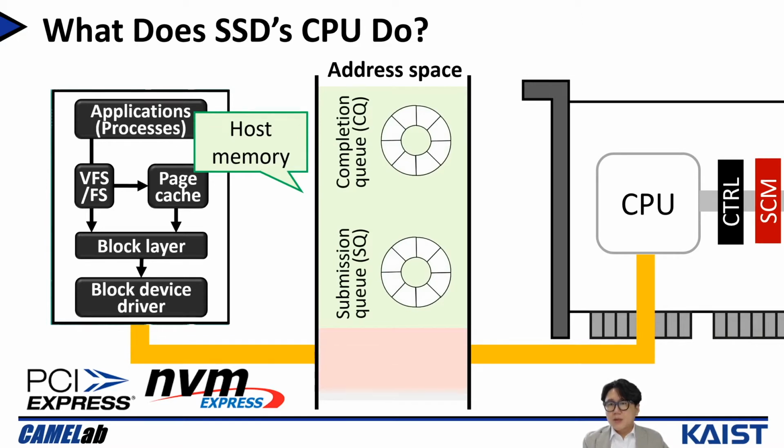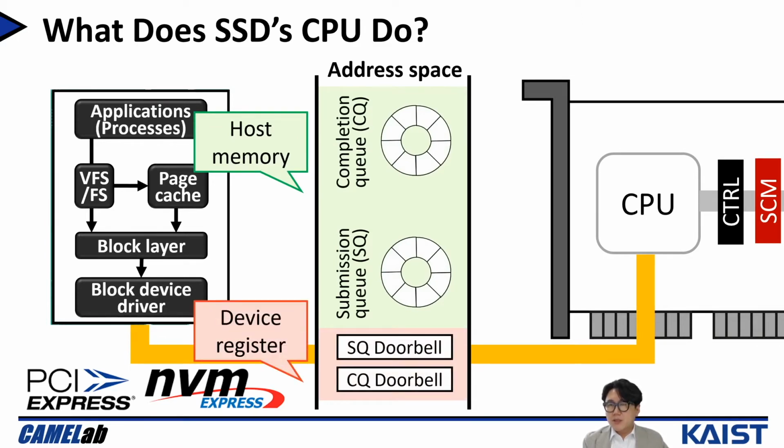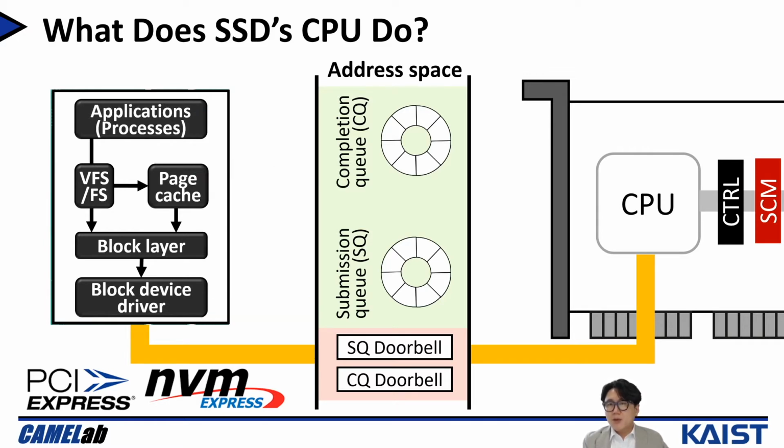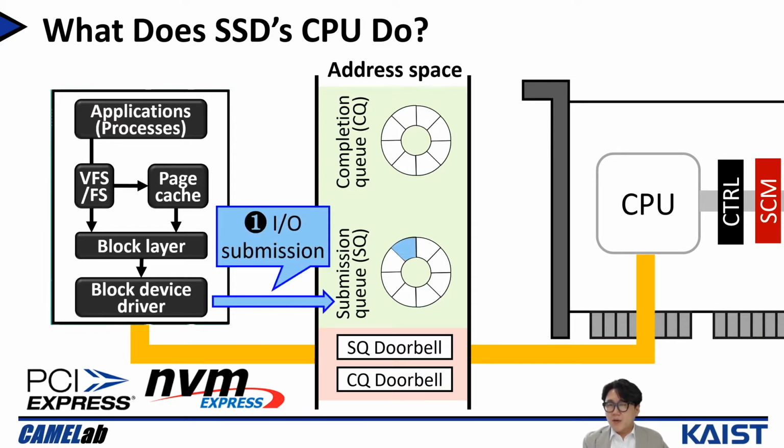The storage card also exposes a set of doorbell registers such that the host can let the embedded CPU know of an update of the submission queue and completion queue. So let me show what the embedded processor should do for NVMe communication. When a user submits an I/O request to the submission queue, the NVMe commands include the physical region page, PRP, that indicates the actual data location in the host system memory.